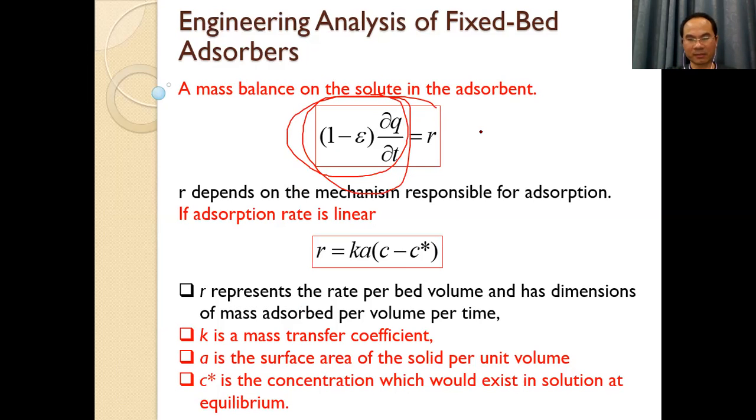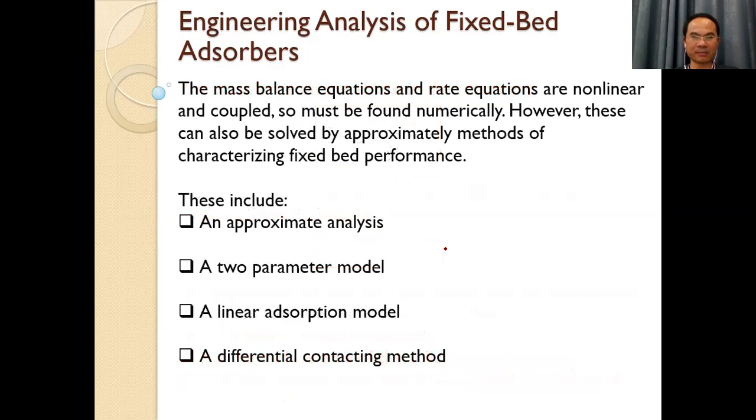That's right, rate of adsorption. If the adsorption rate is linear, we can express it as I equal to KA(C minus C star). K is the mass transfer coefficient. A is the surface area per unit volume of solid. C is the concentration in the liquid phase. C star is the equilibrium concentration in the liquid phase at the exit of the column. That's right, at the exit of the column.